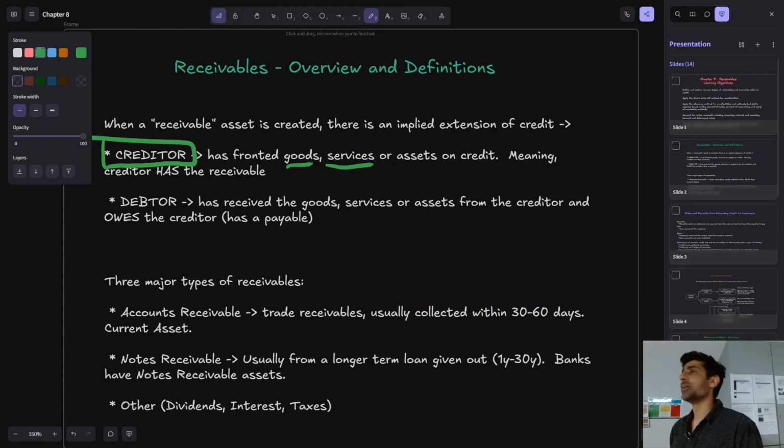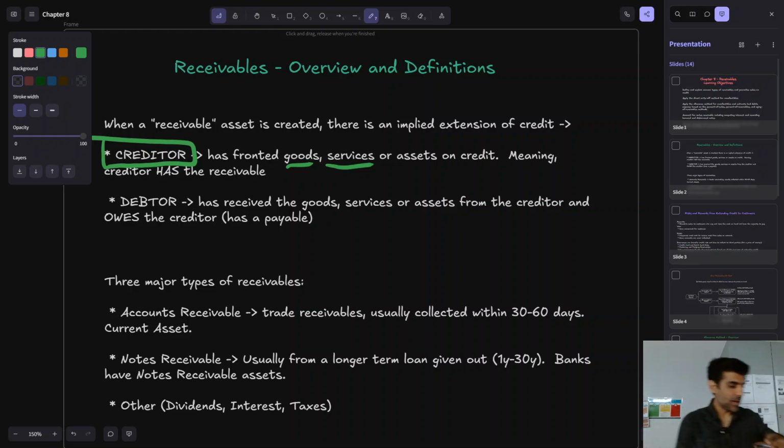So what does the bank do? What asset are they giving their customer when an account receivable is created? What do you think? When you use your Chase credit card, what is the bank giving you? A loan, but what is the asset that they're giving you? Money, cash, right? So they front you cash, and then they have a receivable, right? You owe the bank that money back plus the interest.